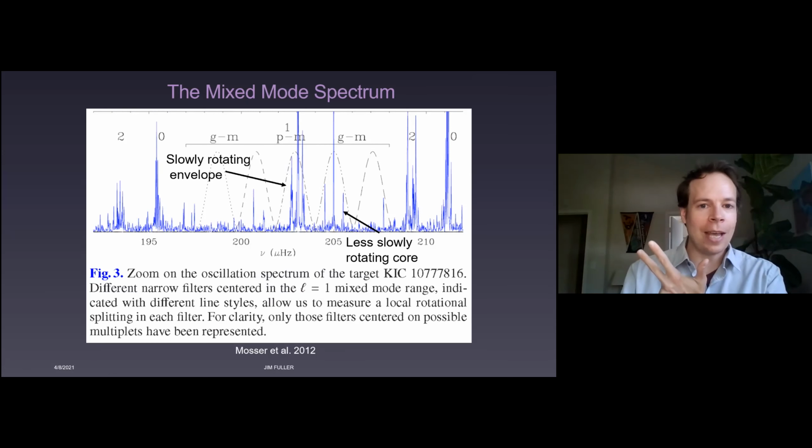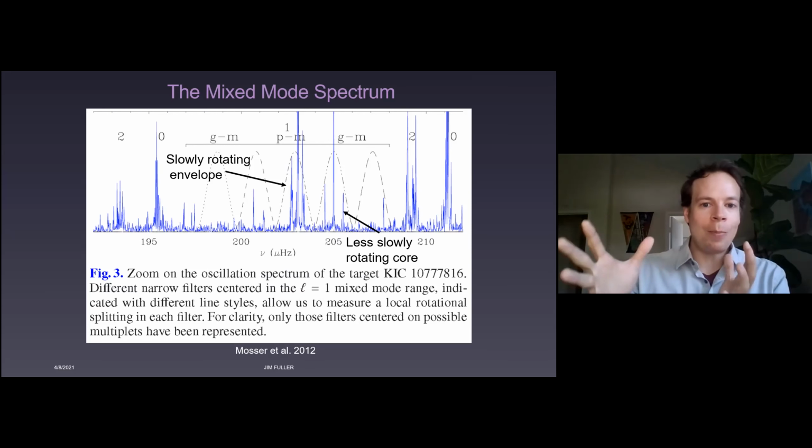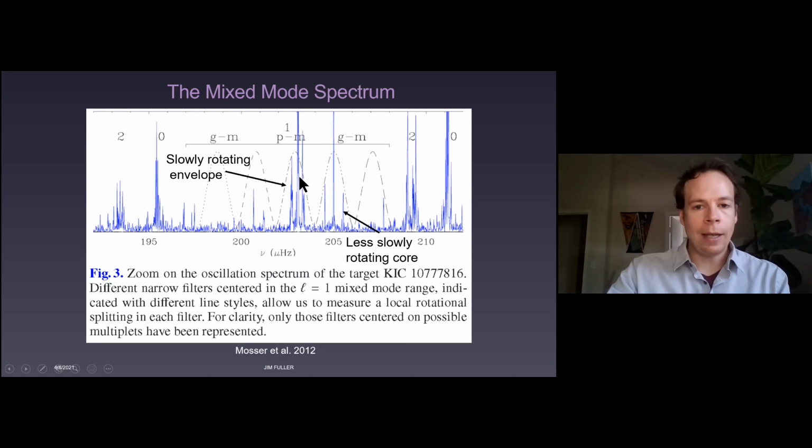Right? Those are the azimuthal numbers. And because stars rotate, the m=1 modes get Doppler shifted to slightly higher frequency, and vice versa for the retrograde modes. And so what you see here is a rotational splitting. And this actually tells us the rotation rate of the inner layers of the star. So I'm going to come back to that in a bit.